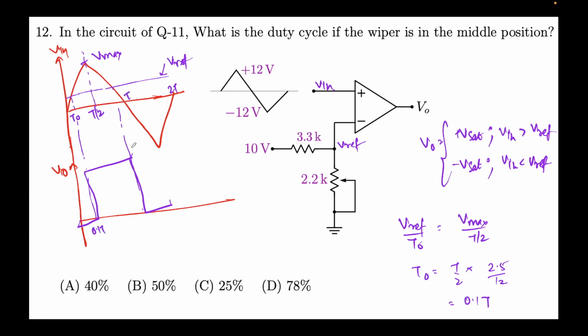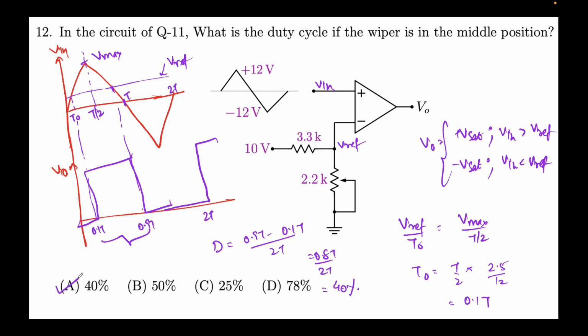And again, what will be this time? This time will be 0.1 T less, so this will be 0.9 T. And remember, the complete cycle is 2T. So what is the duty cycle? Duty cycle is the on time. On time is only this. This will be 0.9 T minus 0.1 T divided by 2T. This is 0.8 T over 2T. This comes out to be 40%, a very nice round figure.